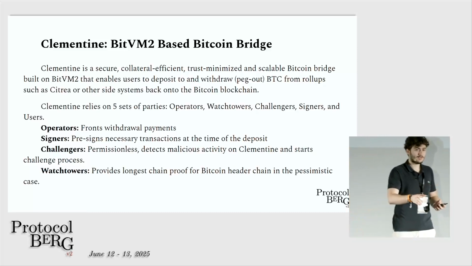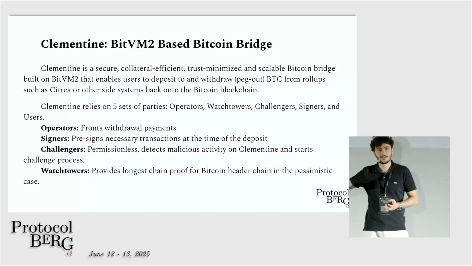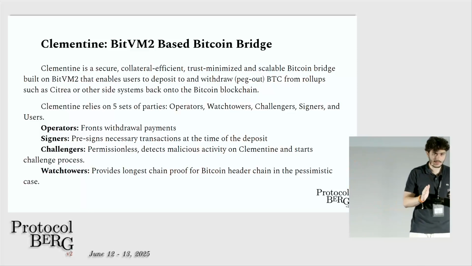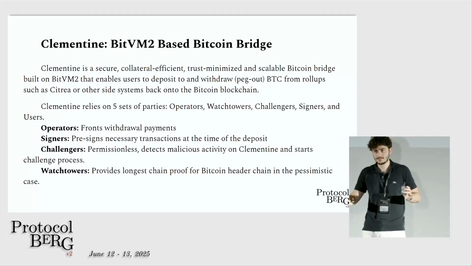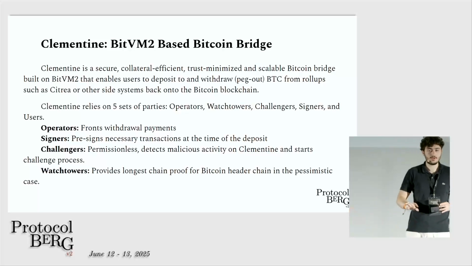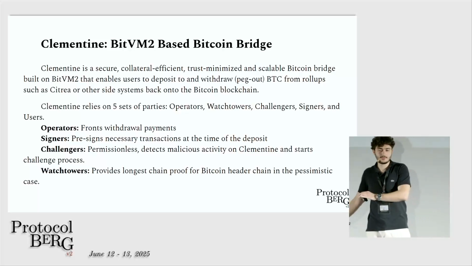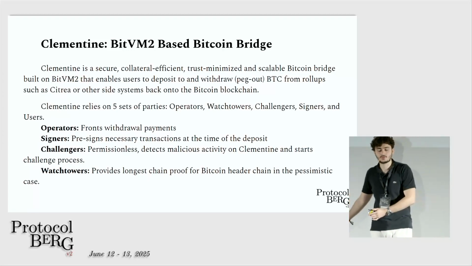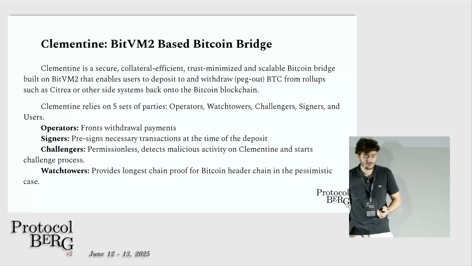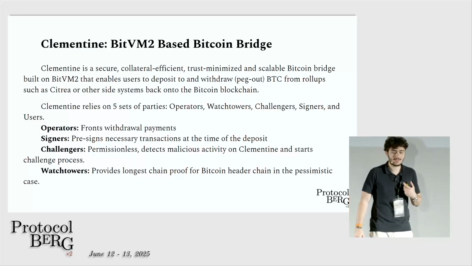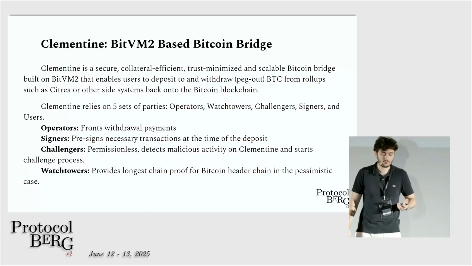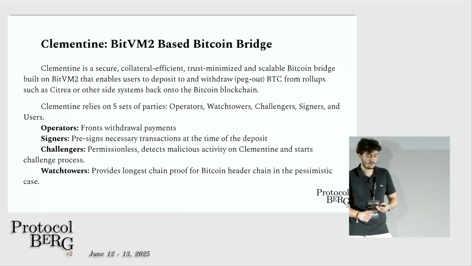And whenever there is a deposit done, they are also signing the necessary transaction graph for the withdrawal itself. So they only need to be online when there is a deposit, and the rest you don't need to worry about. Even if only one signer deletes their keys, then your funds are secured. So it's one-of-n trust security. And then there are the challengers and watchtowers. They come in handy in the pessimistic case. Challengers detect malicious activity on Clementine, and watchtowers, this is a very edge case, provide Bitcoin header chain proofs for these challenges.